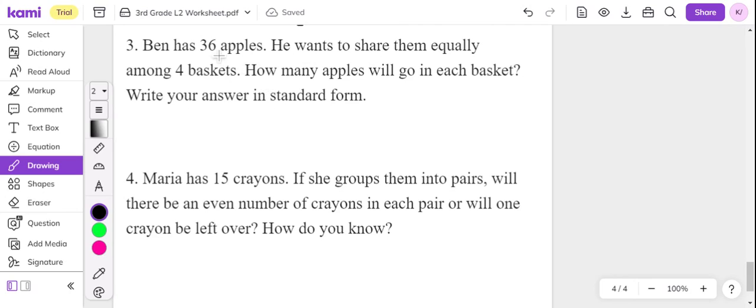Okay, so for here, this would be dividing. And so we take 36 divided by 4. And using our times table, we know that 4 times 9 equals 36. So that means our answer would be 9. 9 apples in each basket.